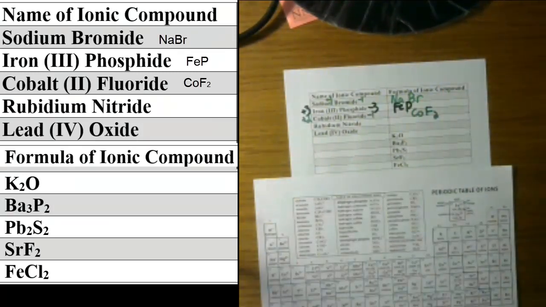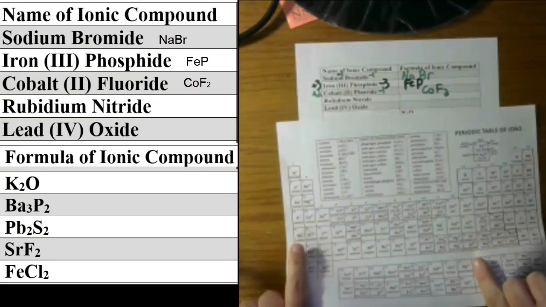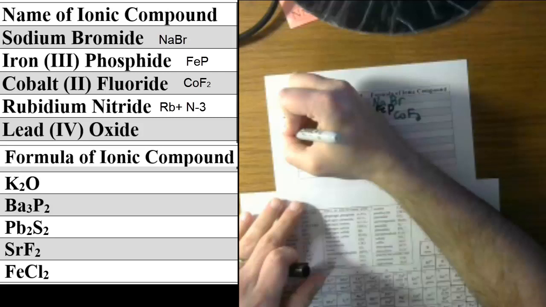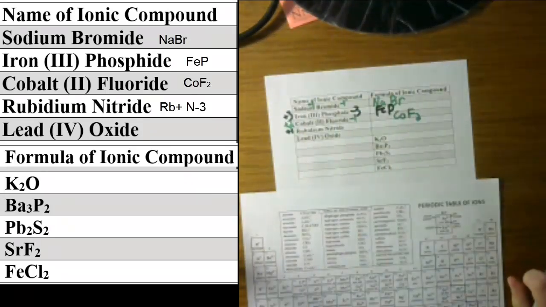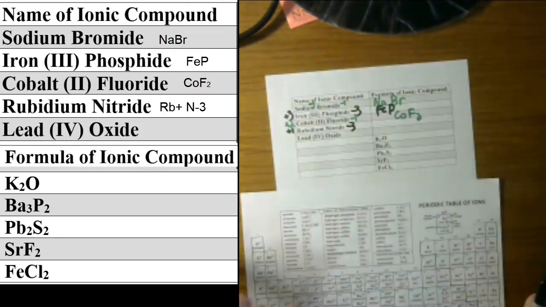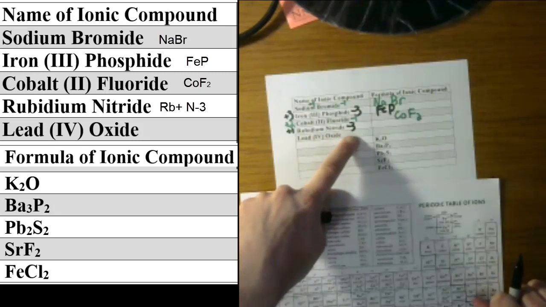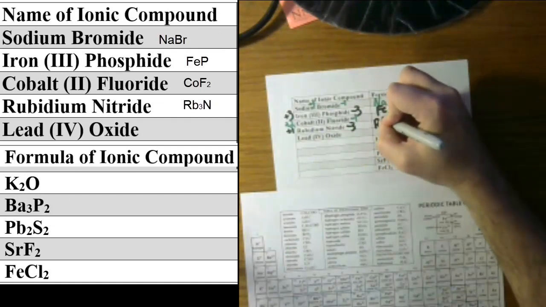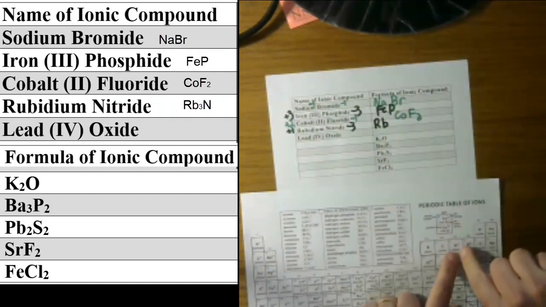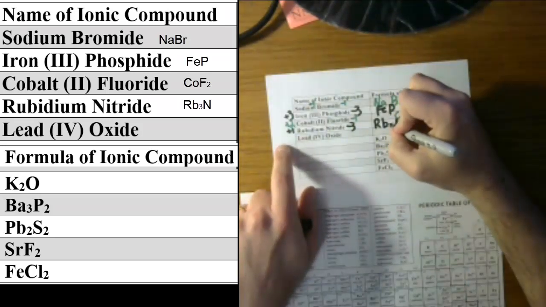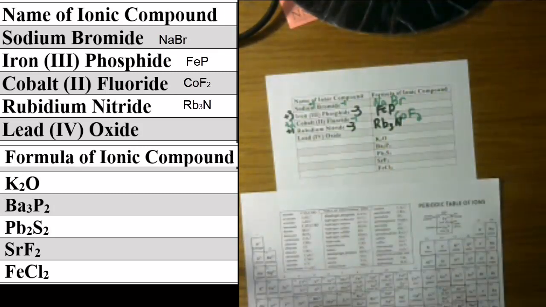Next up is rubidium nitride. So rubidium is probably one you don't know off the top of your head, but rubidium is element 37. It's right here. It is a +1. So +1. And then you have nitride. Nitride is -3. So you're going to need 3 times as many rubidium as you would need nitride. So that means you're going to have Rb for rubidium, and then for the nitride you have N. We need 3 times as many rubidium, so Rb3 and 1 N for nitrogen.